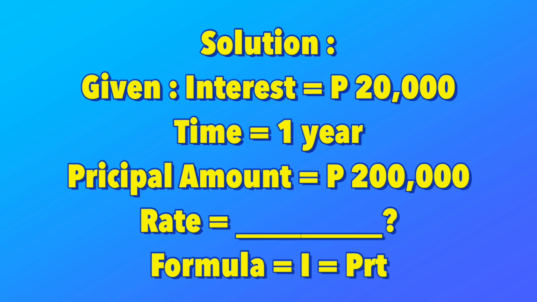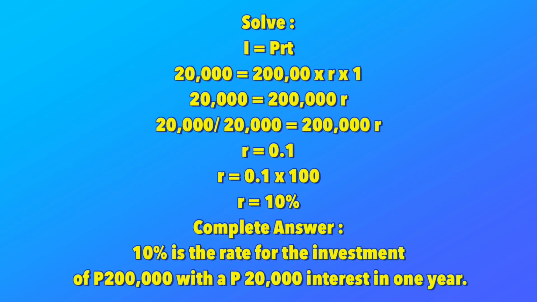Okay, we have to solve now. We will use the formula I equals PRT. So we have to substitute. The interest given is 20,000, and the P is 200,000, and R is not given, and the time is 1 year. So we have to multiply 200,000 times R times 1. So that's why we have 200,000 R, and at the left side of the equation, just bring down 20,000.